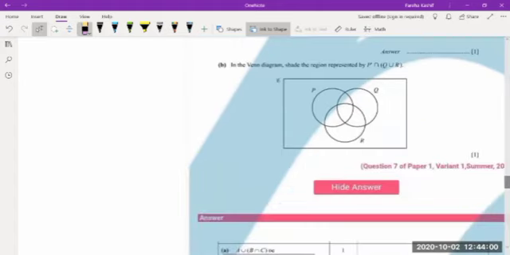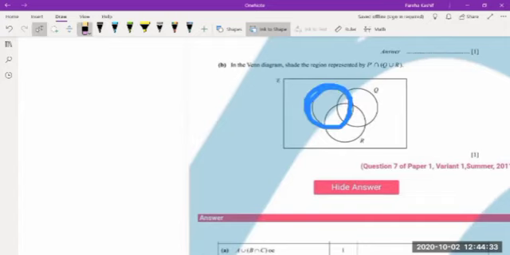Okay, in the Venn diagram, shade the region represented by P complement intersected with Q union R. We need to find what is Q union R. Q union R is this whole region. What is P complement? Everything outside P. So let's first see what is everything outside P. Everything outside P is outside this blue circle.